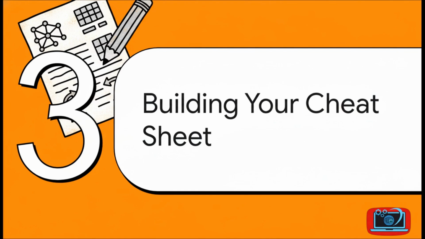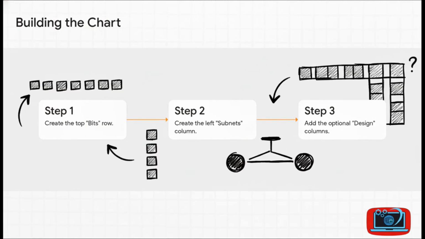Okay, time to actually build this thing. I'm serious. Grab a piece of paper, a pen, a napkin, whatever you've got, because we're going to build this chart together, step by step, and you'll see just how easy it is. It really just comes down to two main steps to get the core chart built. That third step, the design columns, that's for some more advanced stuff, so we're going to ignore that for now. We just need the first two. You ready? Let's do it.